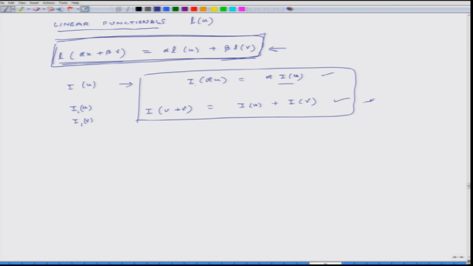To illustrate something, suppose there is a function u of x, okay, and I am interested in finding the area below it. So, I will call it A1.